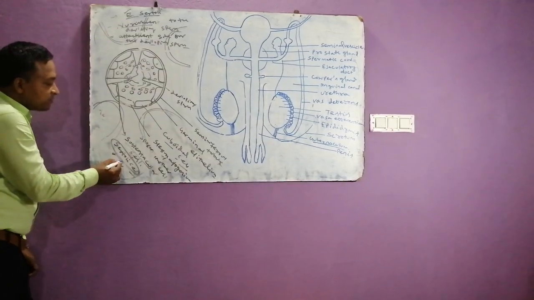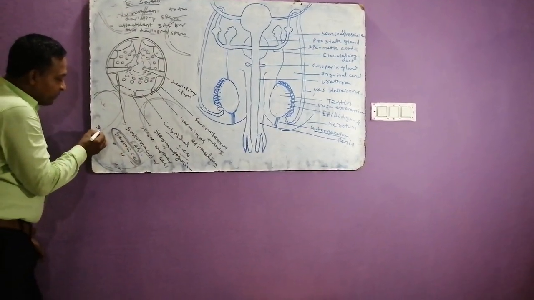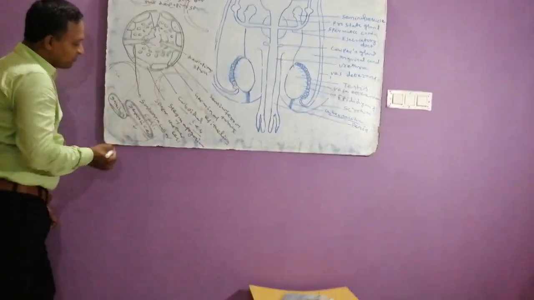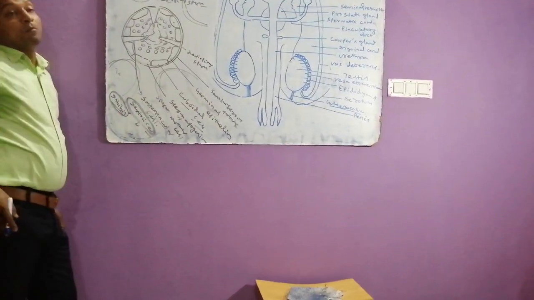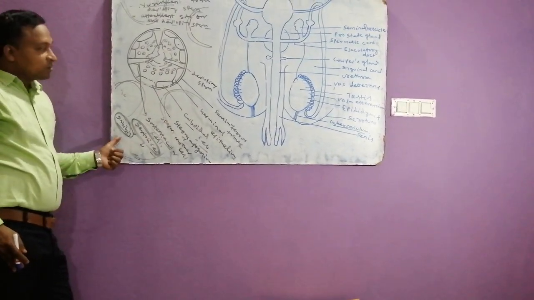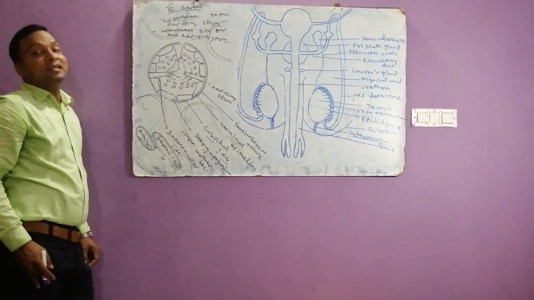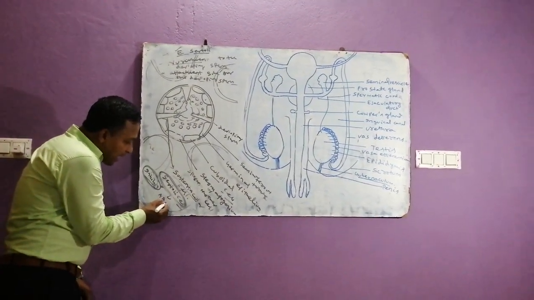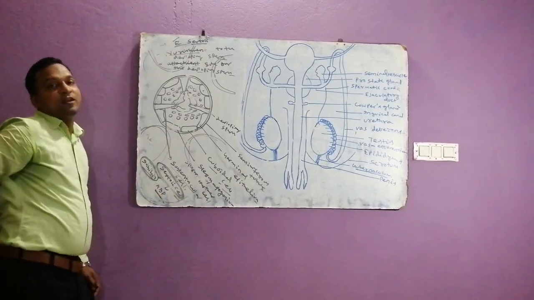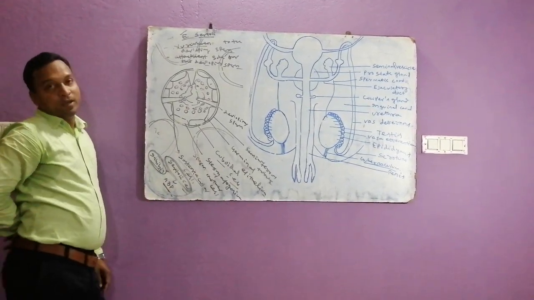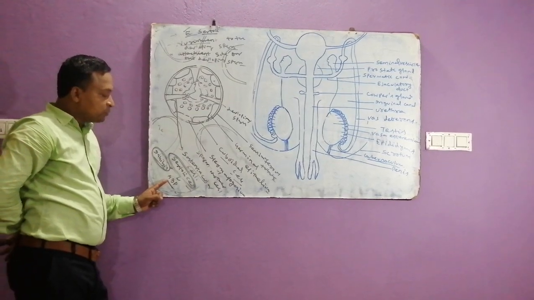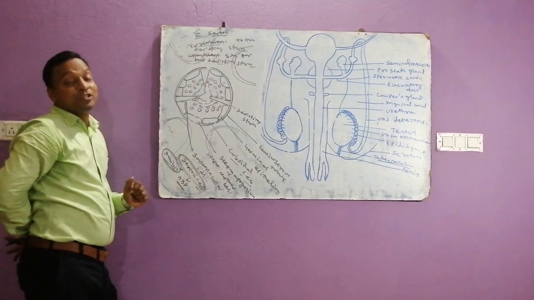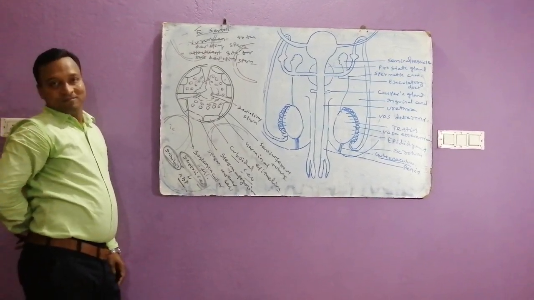Basically it secretes one hormone called inhibin, which inhibits spermatogenesis. Which inhibits the which genesis? Spermatogenesis. Yes. Apart from that, it secretes another protein, we call androgen binding protein, in short ABP, which concentrates the testosterone.